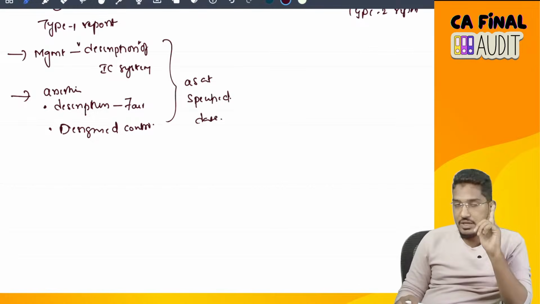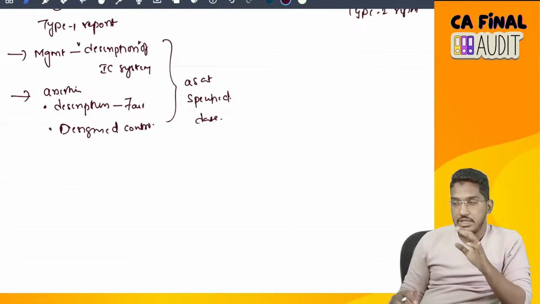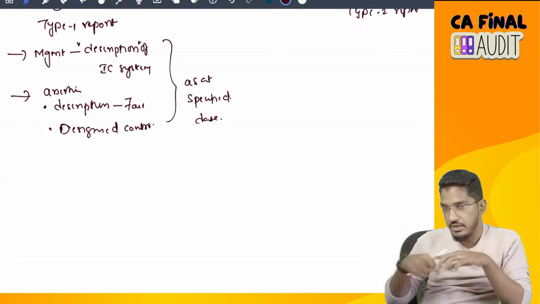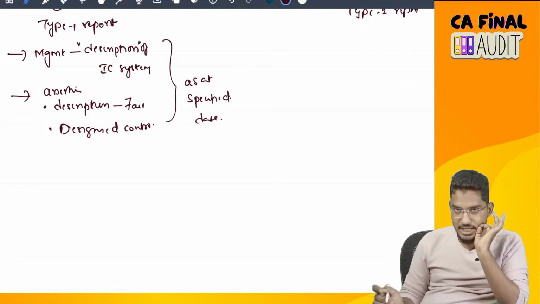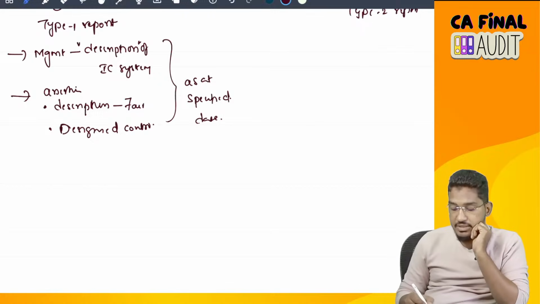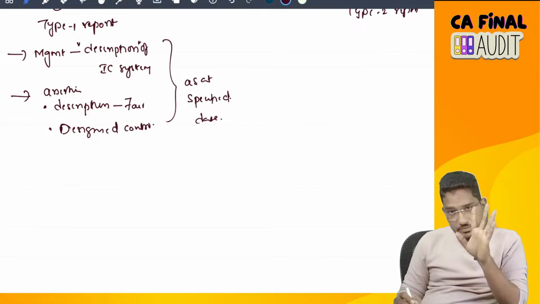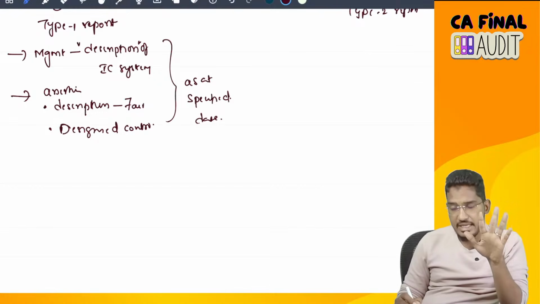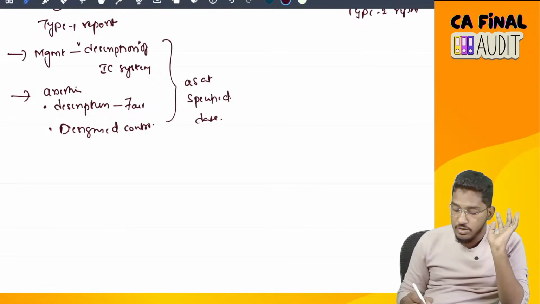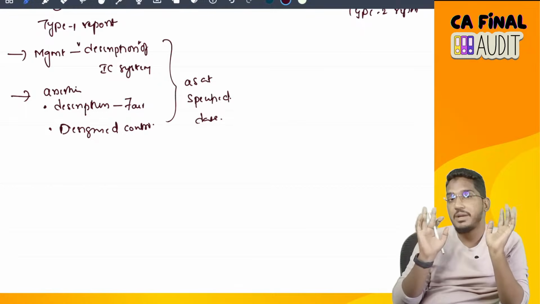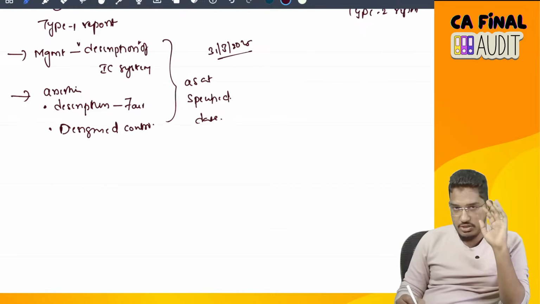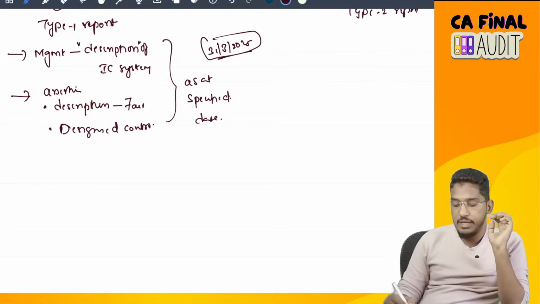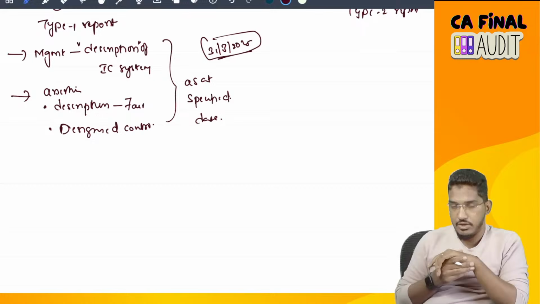So what will happen in the type 1 report? The management of the service organization will give a detailed description of the internal control system as in operation. After that, they will give a written statement that whatever description they have given is a fair presentation, that whatever is really happening is what they have described. And also that they have properly designed the controls as at a specified date, say for example, as at 31st of March 2025. So our description is a fair presentation, and as on 31st of March 2025, we have designed all the controls.